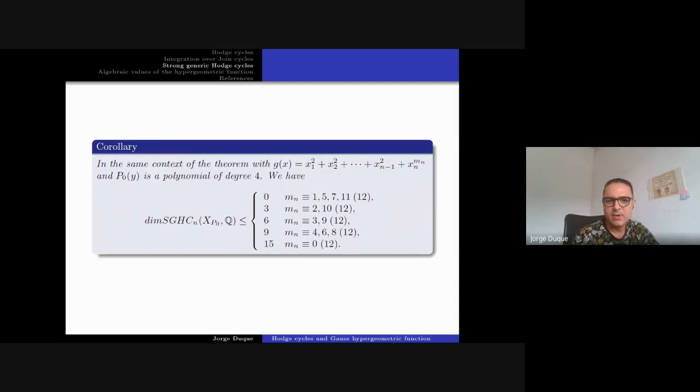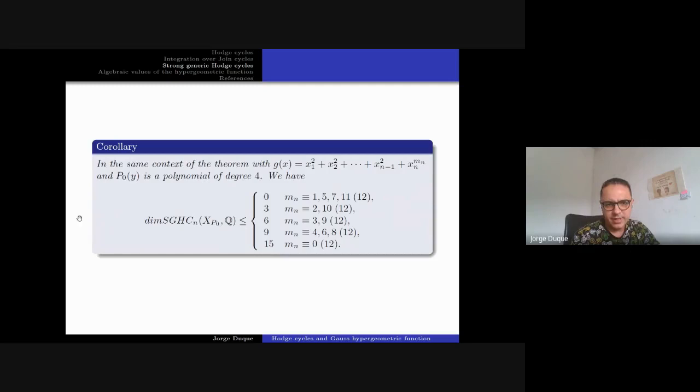In the same context of the theorem, we consider this polynomial, where P0 is a polynomial of degree 4. So we have an upper bound of the dimension of this space, and this depends on n modulo 12. So to say, for example, when n is equal to 1, 5, 7, 11 modulo 12, we don't have a strong generic Hodge cycle. Okay, let's go back to the theorem and see another case.